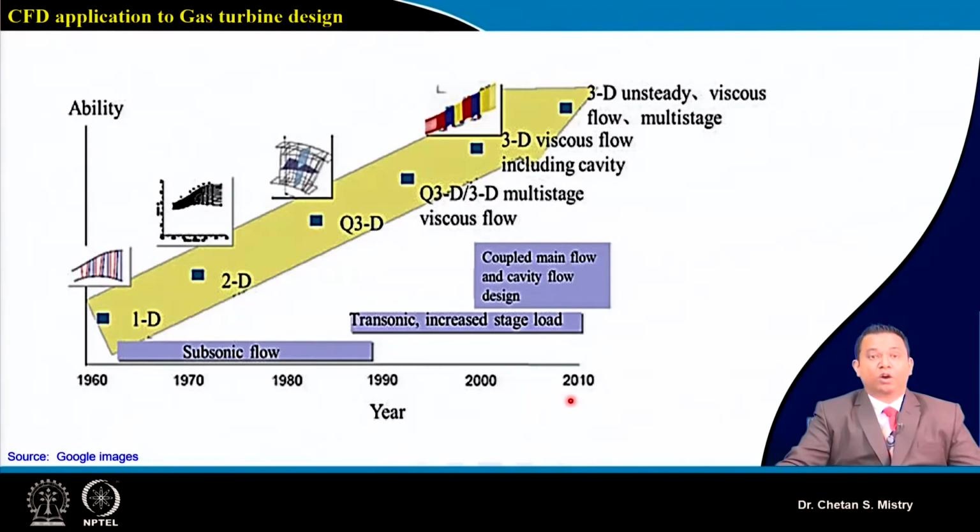Now this shows the growth of application of CFD over the years. Initially people were doing one-dimensional analysis, later two-dimensional analysis, quasi-3D analysis, and later on, as per the availability of computational power and detailed flow field understanding, people these days are talking about 3D unsteady flow field analysis. Initially the flow was subsonic, later it went to transonic, and now we have different kinds of configuration.